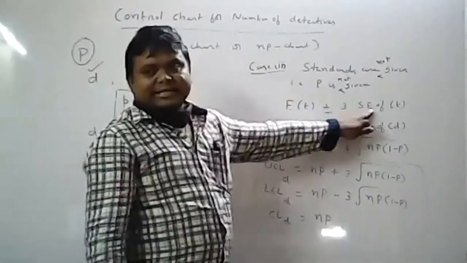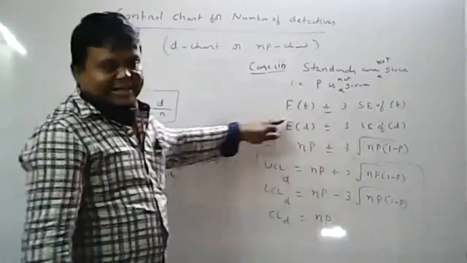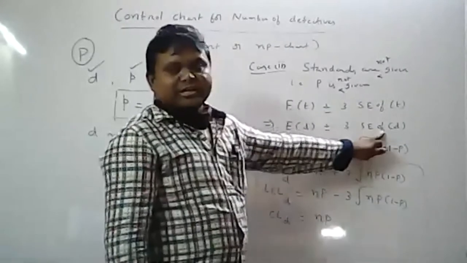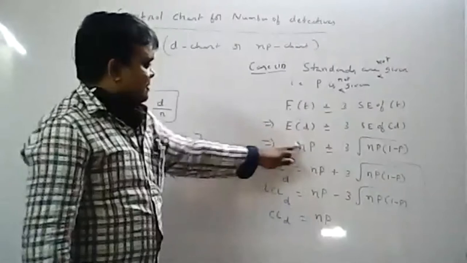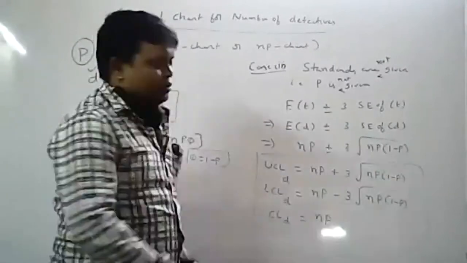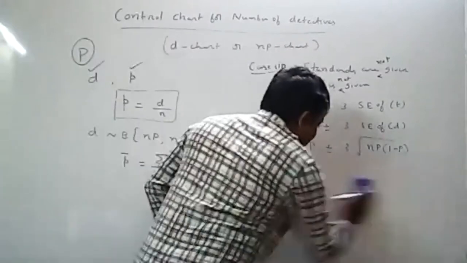Expectation of T plus or minus 3 into standard error of T. This is the general formula. D chart you are constructing means what is that? Expectation of D plus or minus 3 into standard error of D. Now, expectation of D is nothing but N capital P plus or minus 3 into root over N capital P into 1 minus P. Now, capital P is not given.